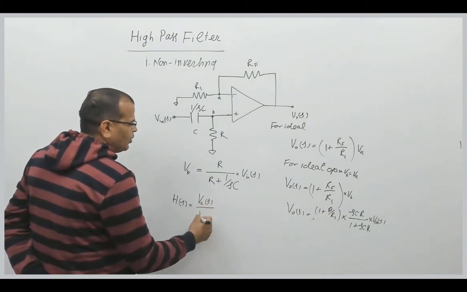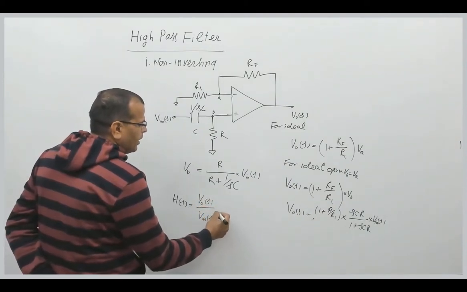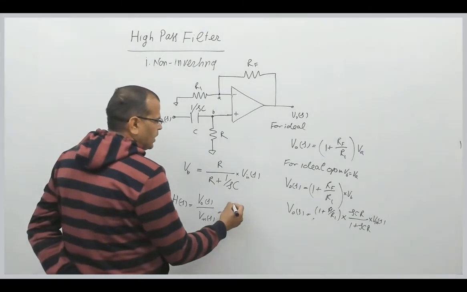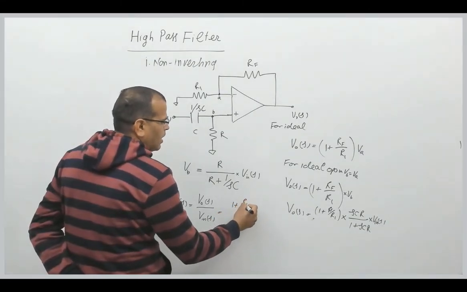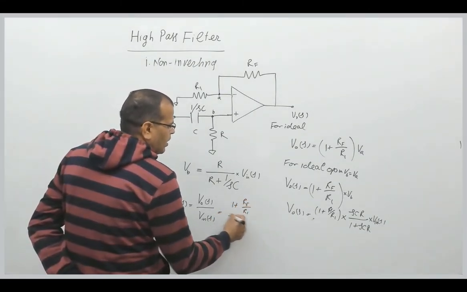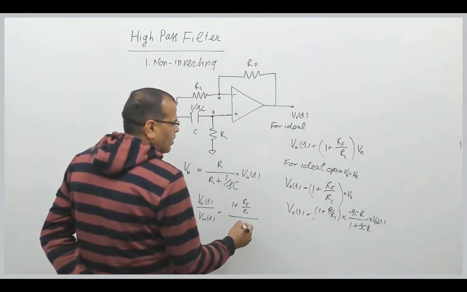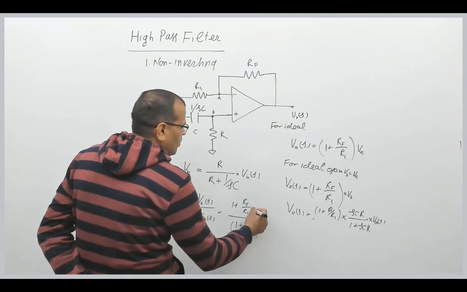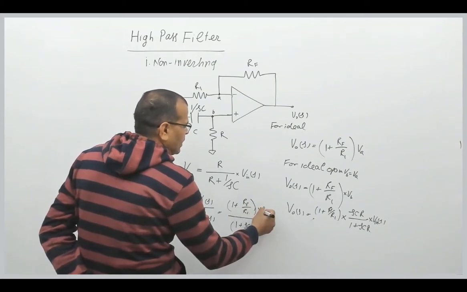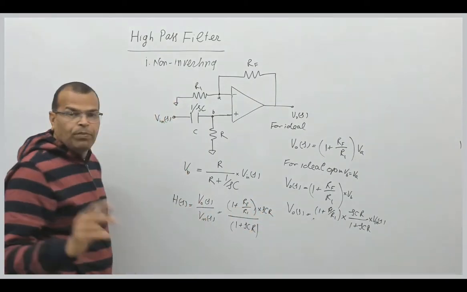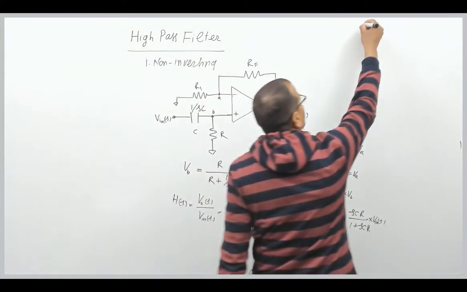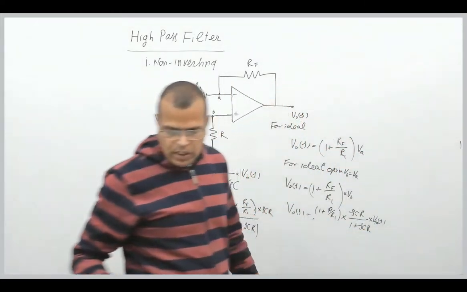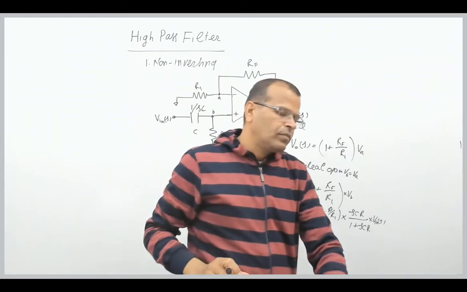So the transfer function of this filter sometimes may be written like this: H(S) is equal to the ratio of output voltage to input voltage in S domain is equal to what? That is 1 plus RF by R1 divided by 1 plus SCR multiplied by SCR. And if you draw the pole zero diagram of this for this particular transfer function, you can draw the pole zero diagram in S domain.